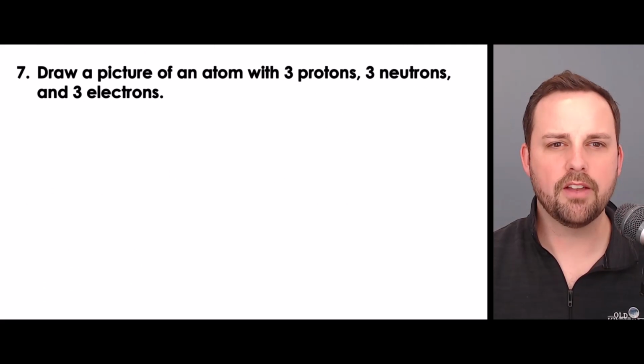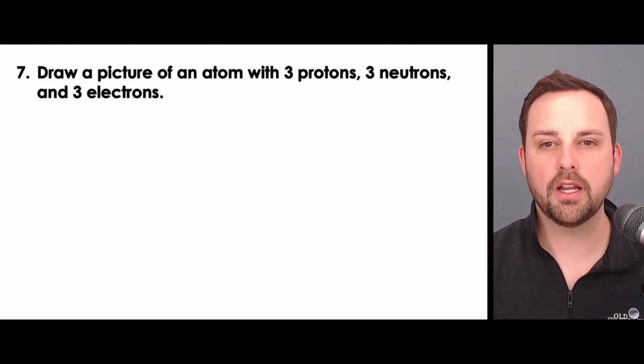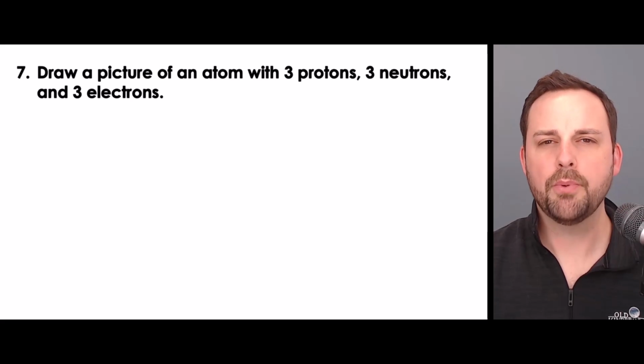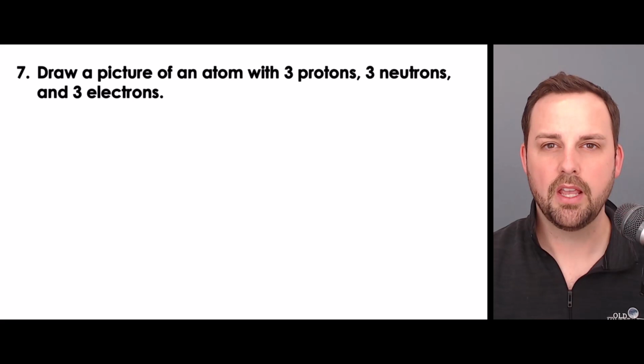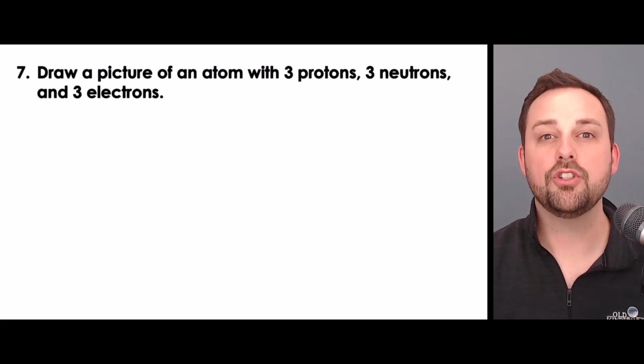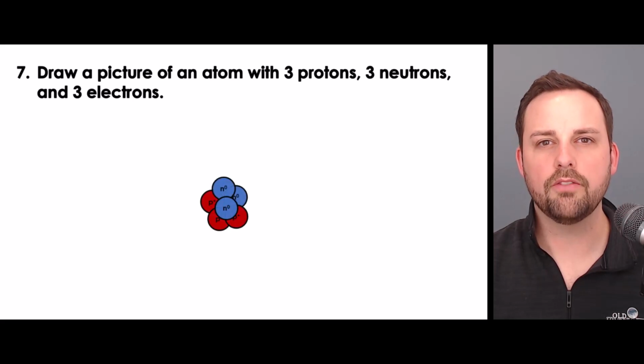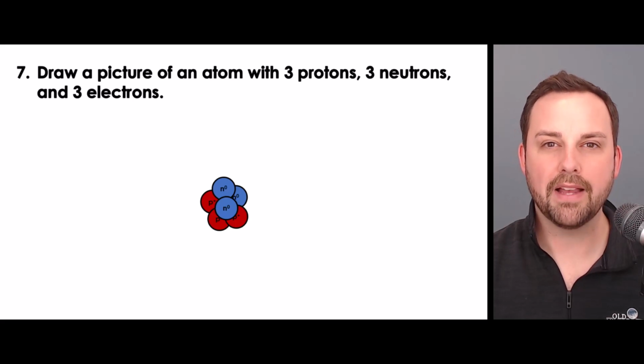Here's question number 7. Draw a picture of an atom with 3 protons, 3 neutrons, and 3 electrons. The important part of this question is to take these particles and put them in the right place. We'll start by drawing the nucleus. The nucleus always includes all of the protons and all of the neutrons. So I've drawn the nucleus here with 3 positively charged protons and 3 neutrons which have no charge.